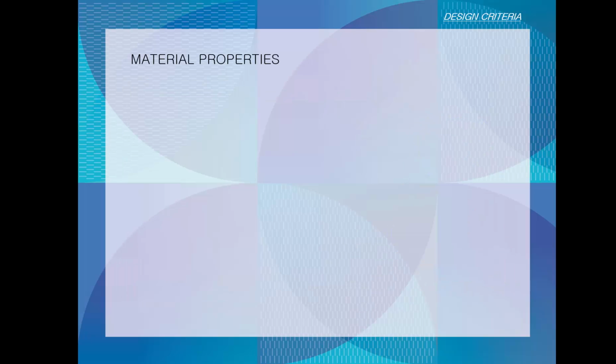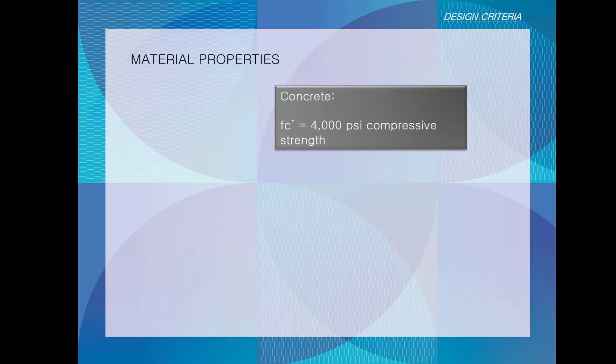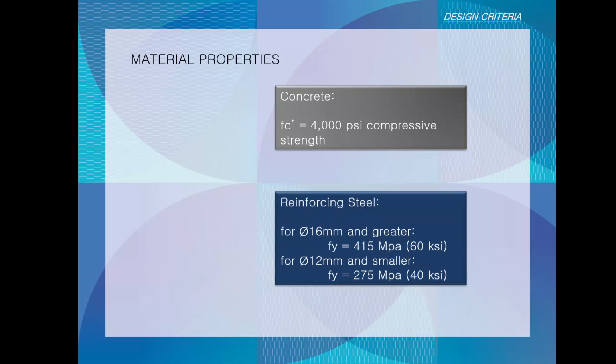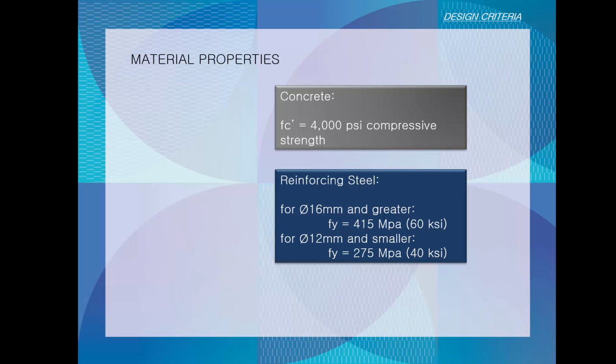On the material properties, the concrete has a 4000 psi compressive strength. Then for the reinforcing steel, there is 415 MPa for 16 mm diameter and above, and 275 MPa for 12 mm diameter and below.